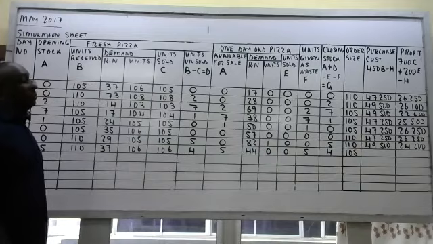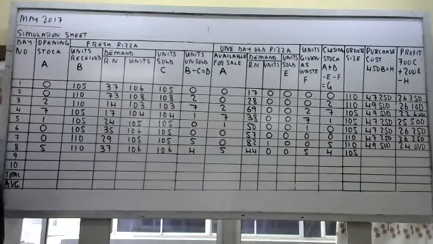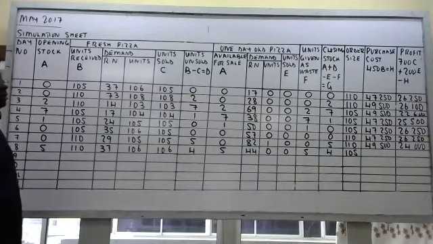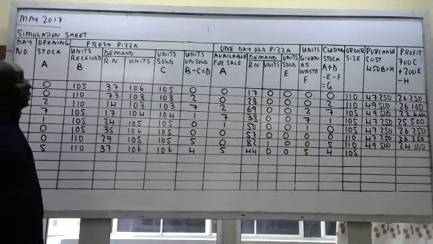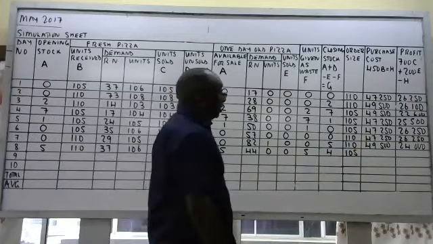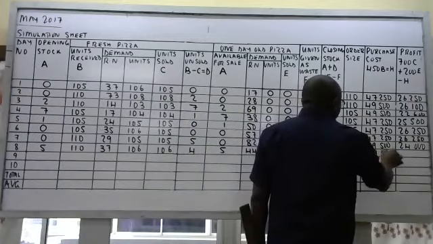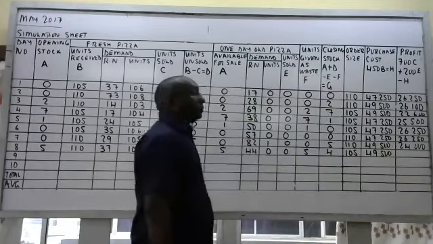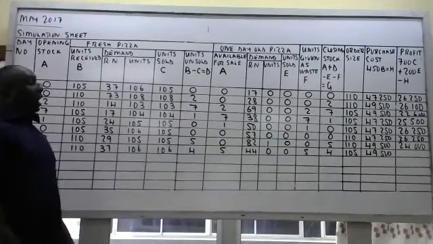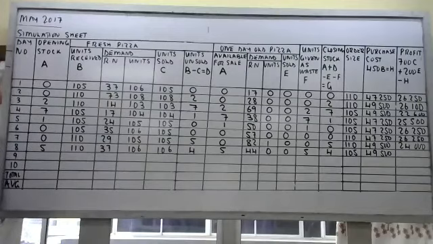And then purchase costs. 43,500 or 49,500. And then sasa huyu profit atakuwa ngapi?